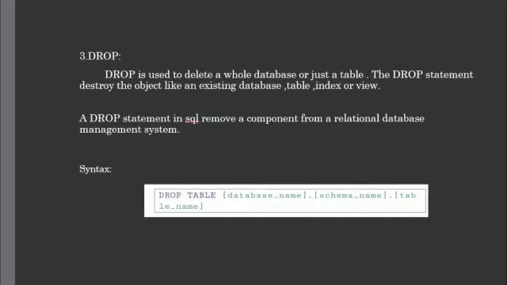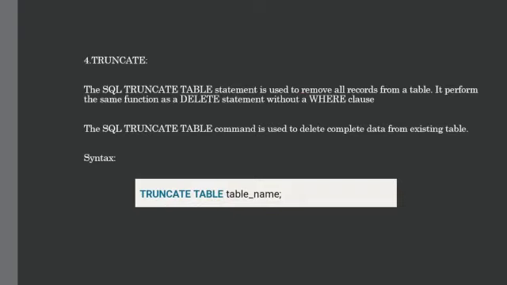Fourth one is truncate. The SQL truncate table command is used to delete complete data from an existing table. You can also use the drop table command to delete a complete table, but it would remove the complete table structure from the database and you would need to recreate this table.